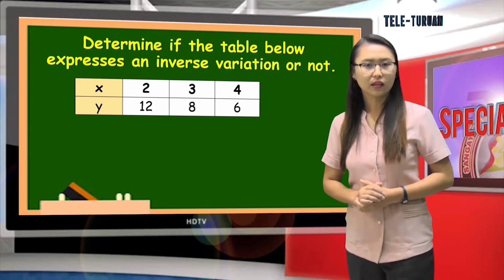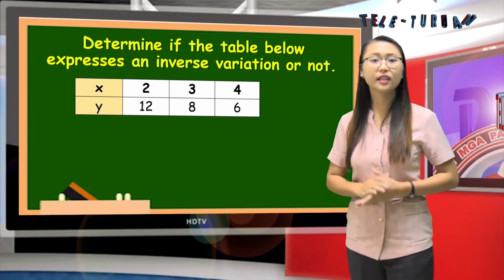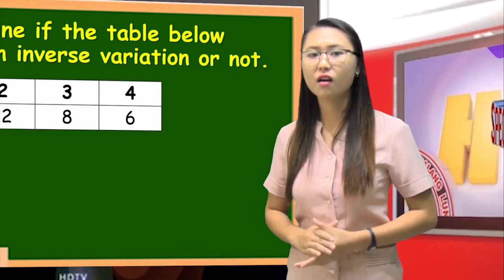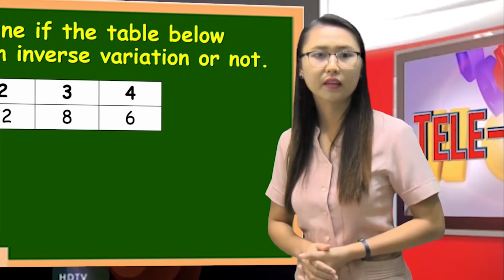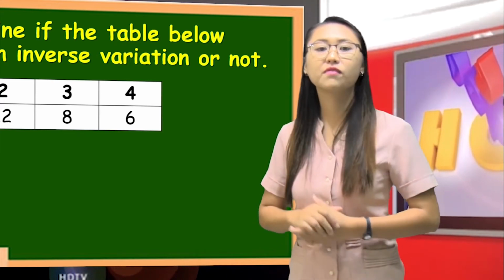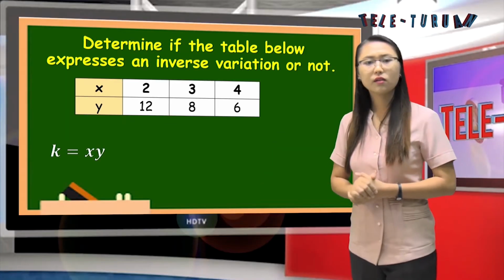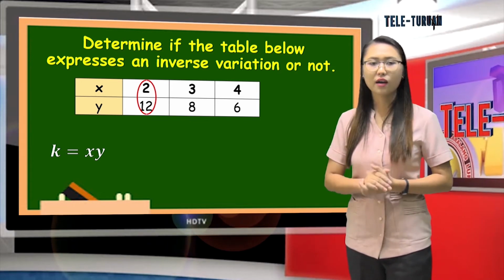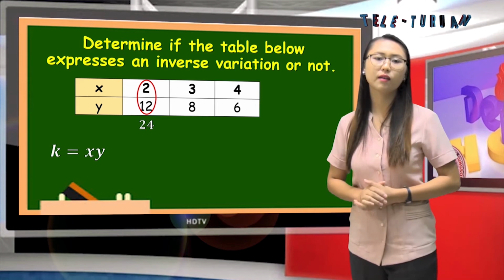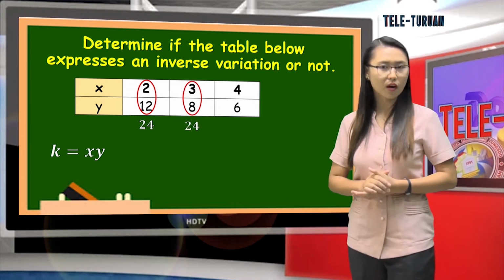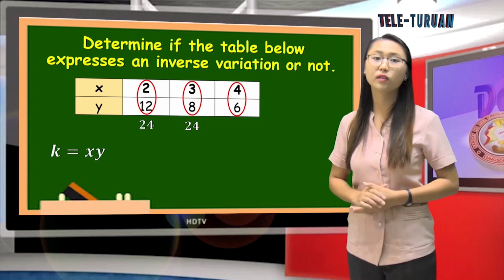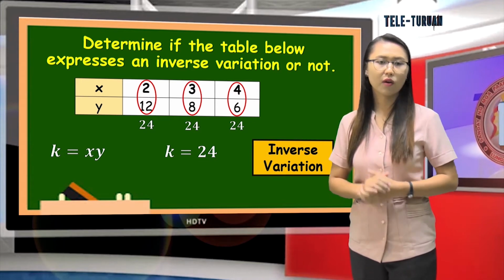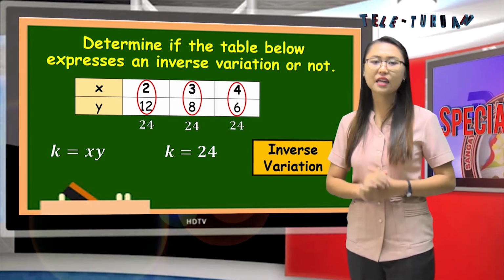Let us have this table. As we can see, as the value of x increases, the value of y decreases. Now, let us check if the product of the values of x and y are the same. Let us use k as the constant of variation. We already know that to solve for k, we have k is equal to x times y. So we have 2 times 12 is 24, 3 times 8 is 24, and 4 times 6 is also 24. So the constant of variation is 24. Therefore, this table expresses an inverse variation.